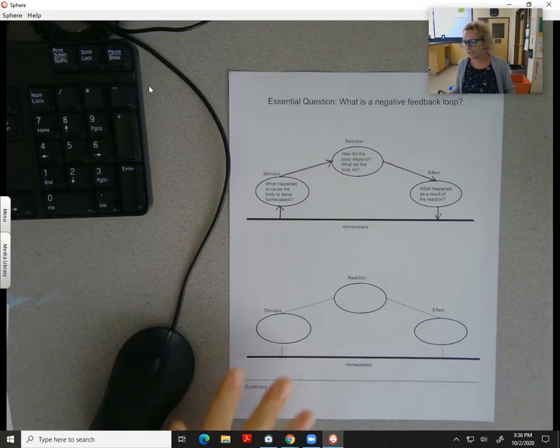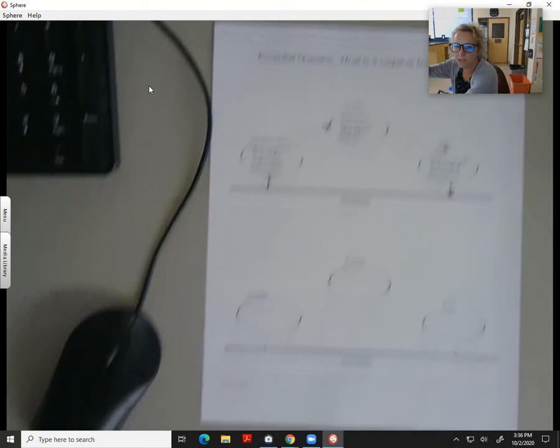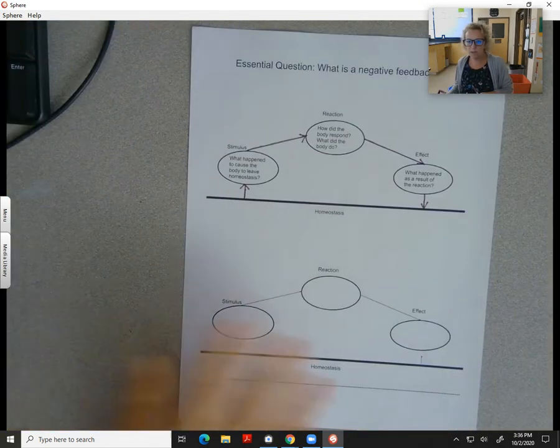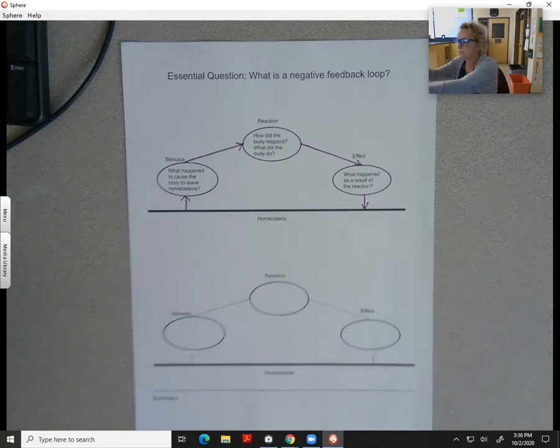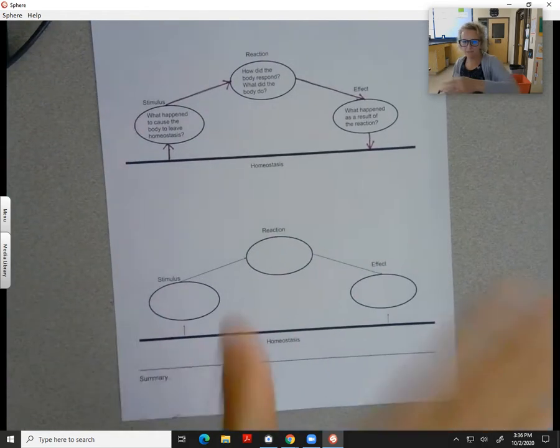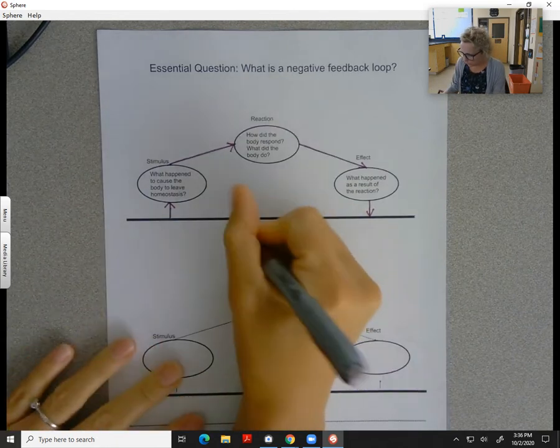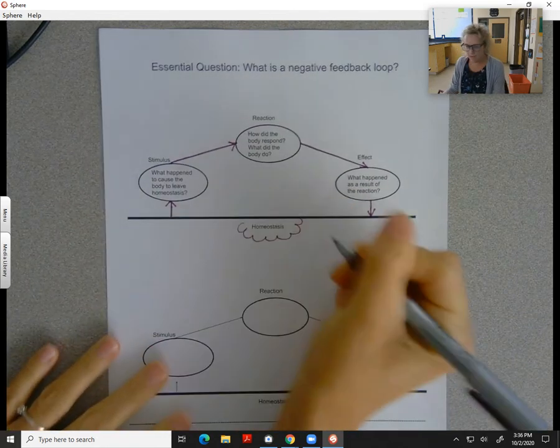So here's the visual of a feedback loop. Our question today is going to be, what is a negative feedback loop and how does it work? You're going to have an activity all about feedback and blood glucose. So essentially a feedback loop is this. We have a homeostasis mechanism in our body.